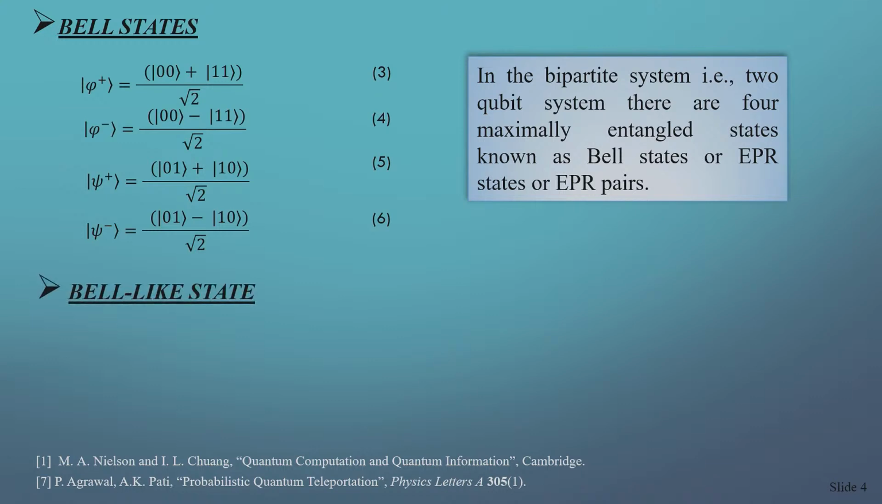So what we did was we tried to go to a more generalized state known as the Bell-like state. Here we can see the parameter A, which is called the degree of entanglement. Obviously it varies from -1 to +1, but in our calculations we have considered positive values. From this state, if we substitute A equals 1, we get the first Bell state, equation number 3. Similarly we can have the other Bell states using other A values.